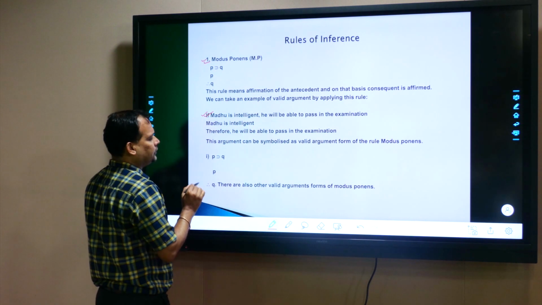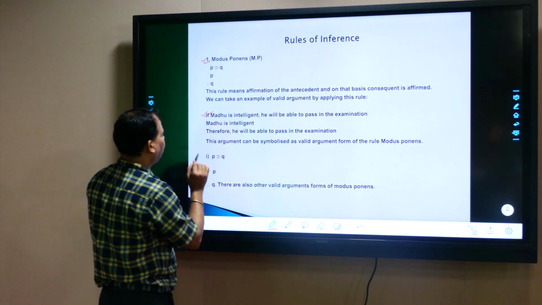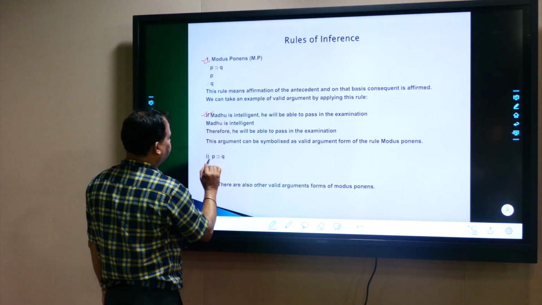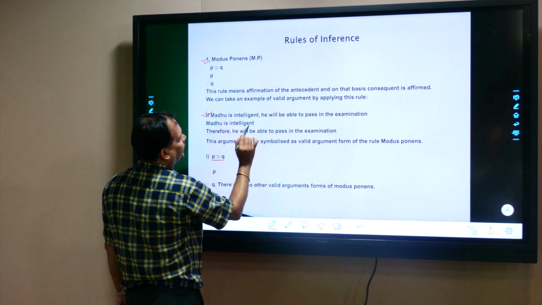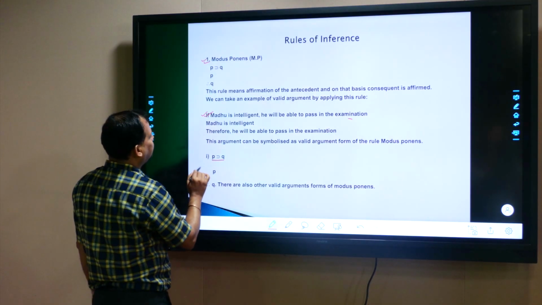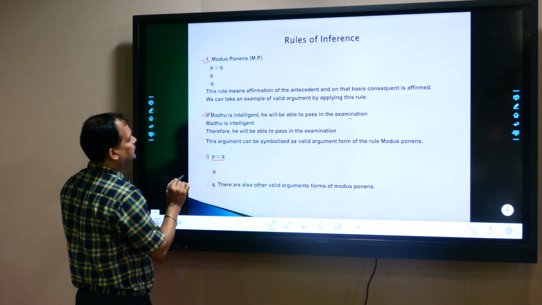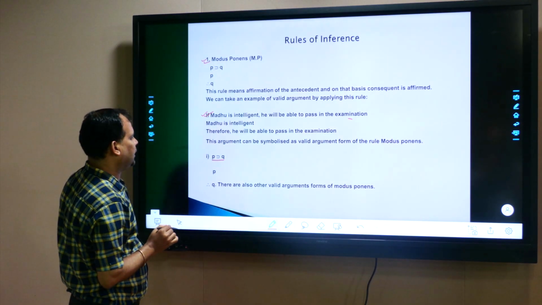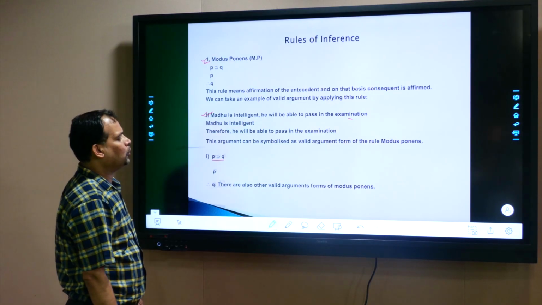So you see, dear learners, how can we symbolize this type of argument? We can symbolize this example in this way: P implies Q, which means if Madhu is intelligent, then he will be able to pass in the examination. P means Madhu is intelligent, and therefore Q indicates that he will be able to pass in the examination.